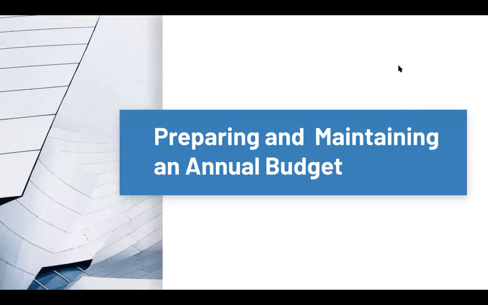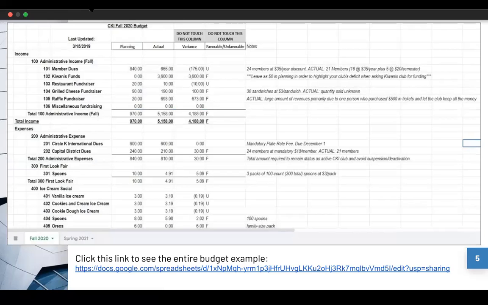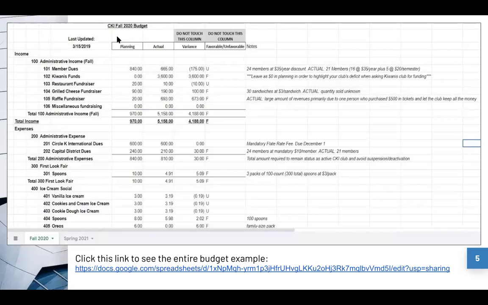First off, preparing and maintaining an annual budget. I know at face value this looks like a lot, but once you understand it, it's not that difficult. You want to have two different sections: income and expenses. Income is obviously when you receive money, and expenses is when you spend money. With this, you want to have 5 different columns. The first column is planning.